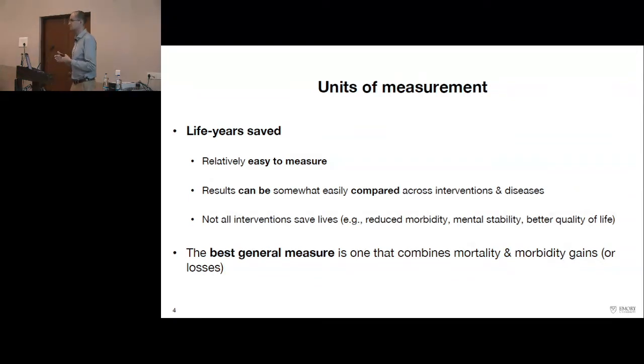Another still considered a natural unit is life years saved. We don't talk about quality. It's only about the number of life years saved. Again, it's relatively easy to measure.